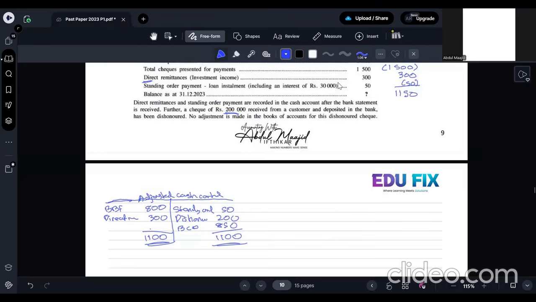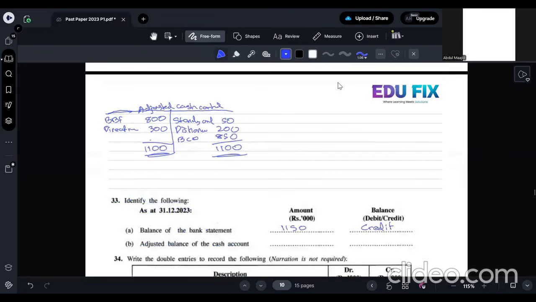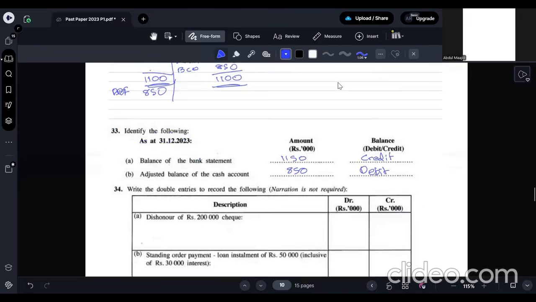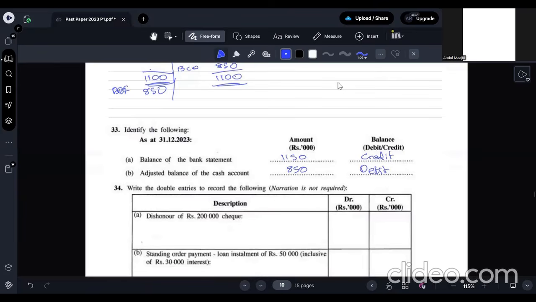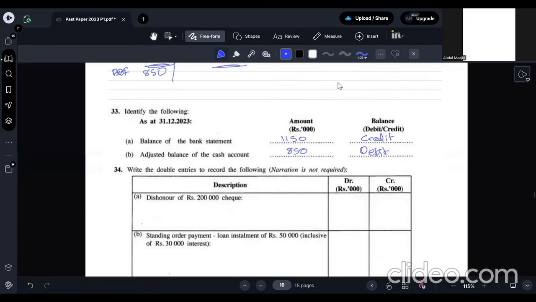Then you can say, and now this BCD will come to the next month as BBF 850. So adjusted balance of cash account 850, that's a debit balance. Okay, write the double entries to record the following. Dishonor of 200,000 check. Now that was a debtors check dishonored, right? So debtors will again increase. They will have to pay you back.